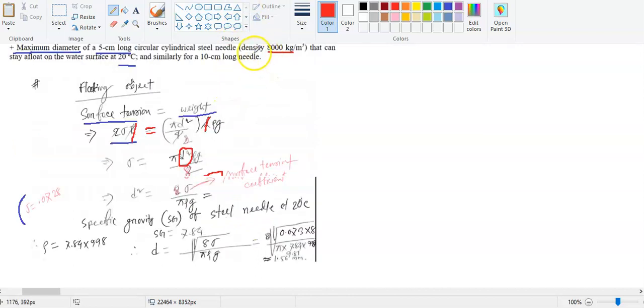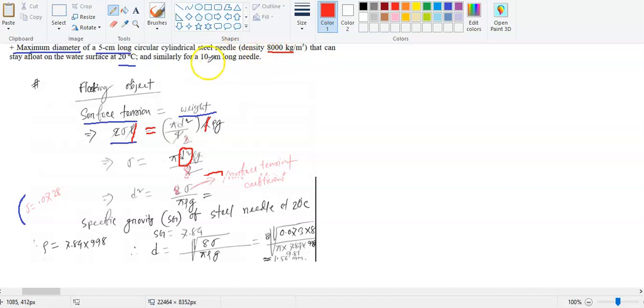Suppose this density is given here, but if it is not given, you can simply use the density equal to 8,000. But if it is not given, you will get some question in the exam where the density is not given, then how will you calculate it?